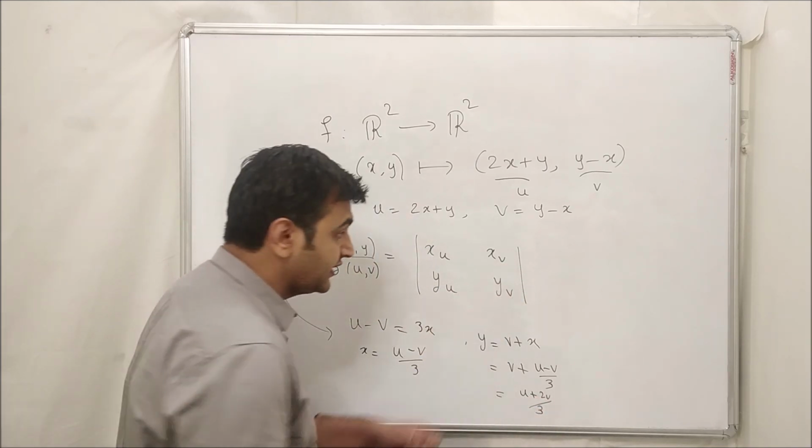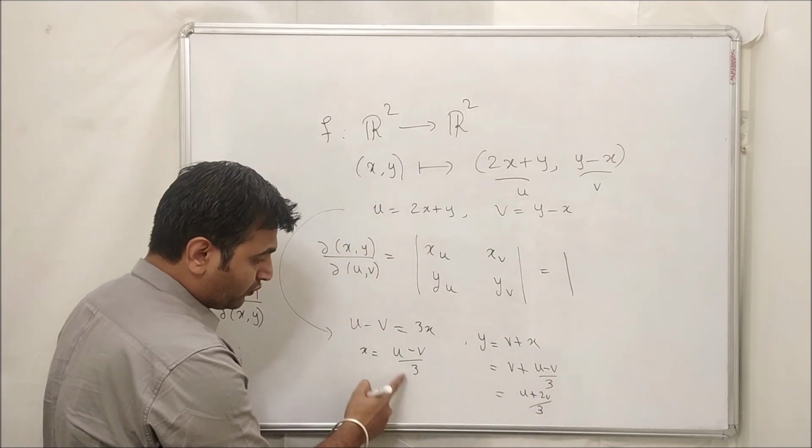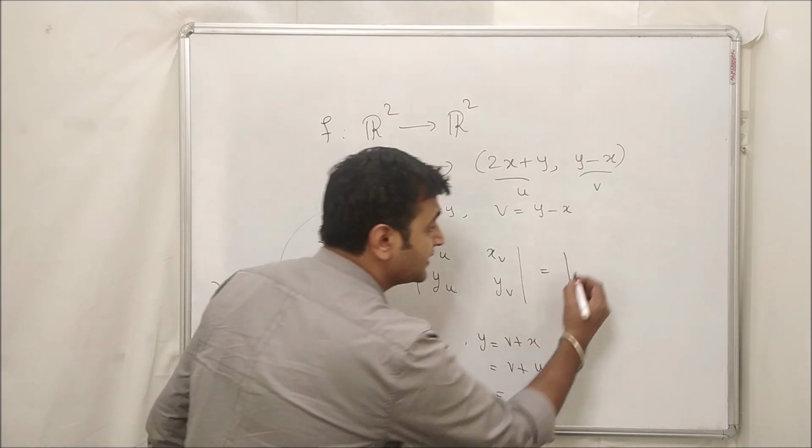And now you can differentiate. So what is x with respect to u? 1 by 3. x with respect to v? Minus 1 by 3.